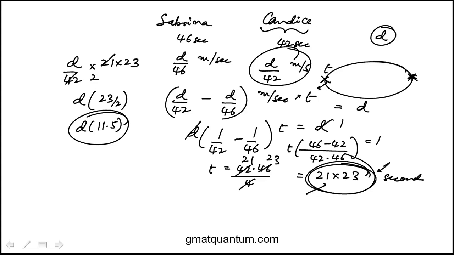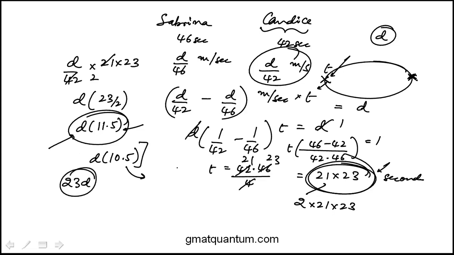The question is they need to be back at the starting point, and you'll see that this is not a full lap because it needs to be a whole number for them to be back at the starting point. So in case of Sabrina, that's going to be 10.5. If you do the same thing, you'll get this number. Which means that if I double the time, then Sabrina would have completed 23 laps, and Candace would have completed 21 laps. So she's gained actually 2 full laps when they meet here at the same starting point for the first time.